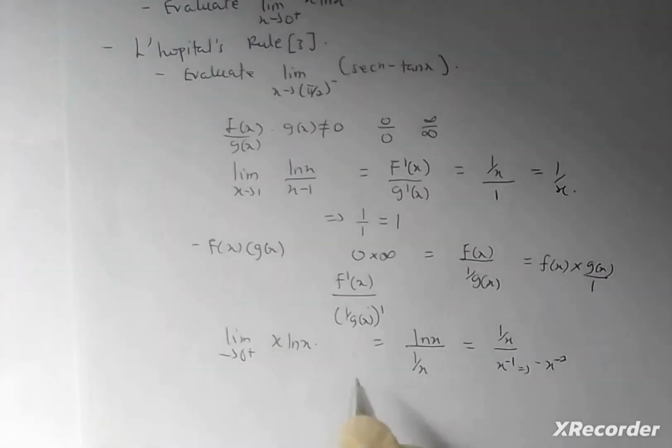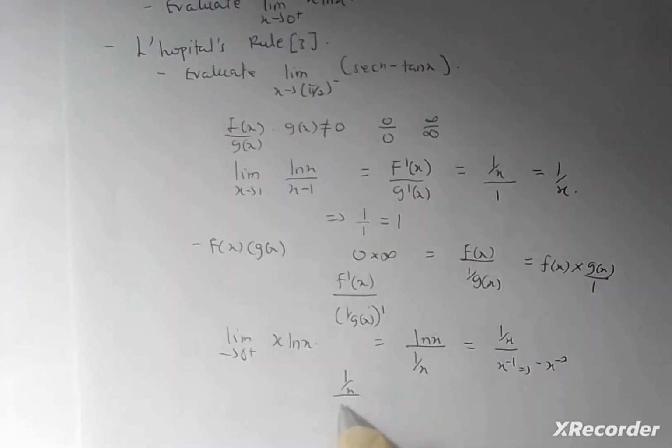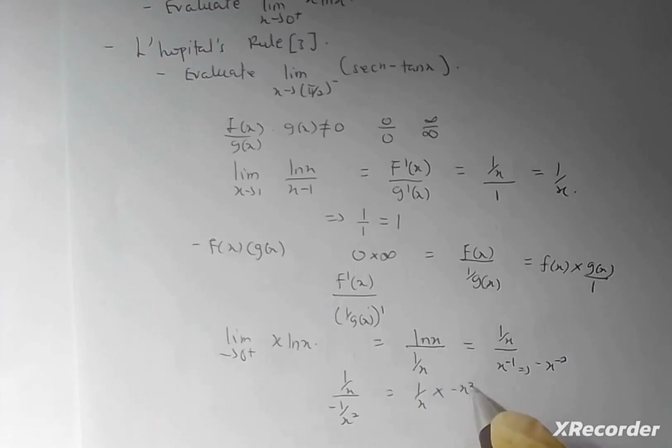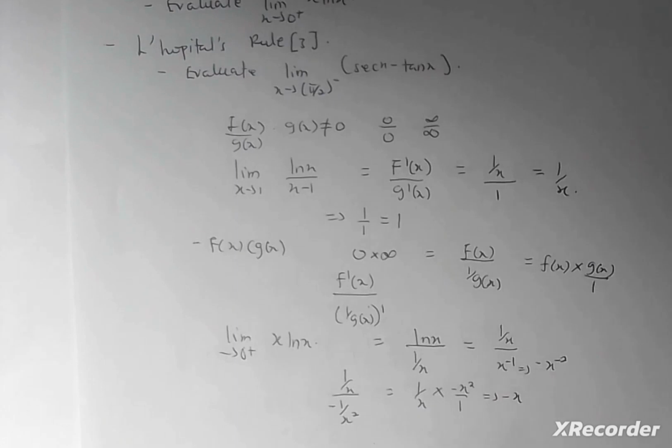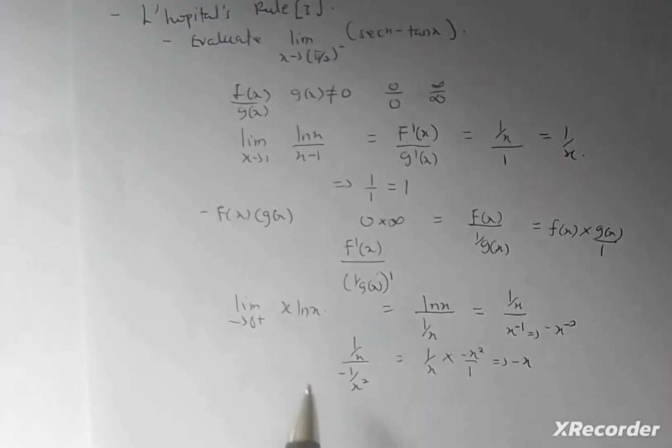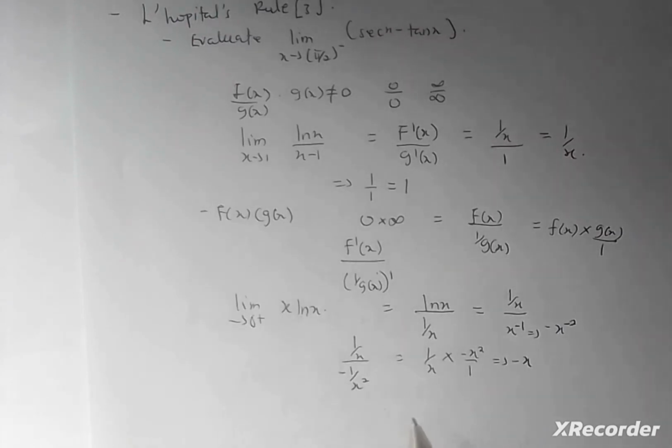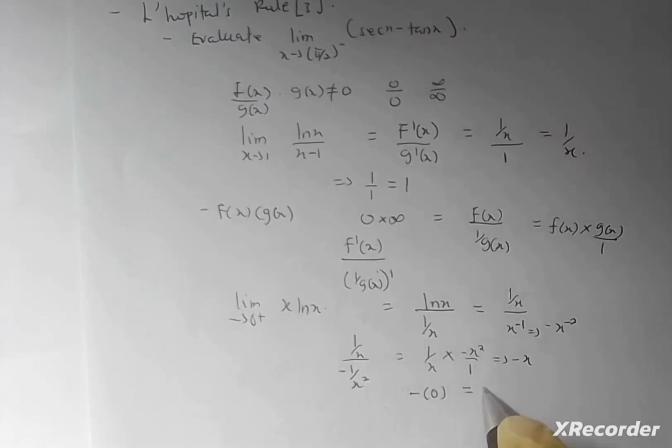Therefore, I'll get an expression as 1 over x over negative 1 over x squared. Further simplification, 1 over x times negative x squared over 1. Therefore, I'll be getting negative x. Once I get negative x, I'm not done. I have to apply my limit value, which is 0. So my limit of x ln x as it approaches positive 0 is simply negative 0, and that is giving me 0.